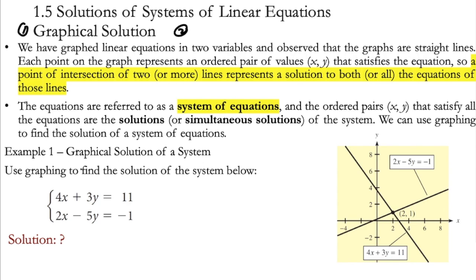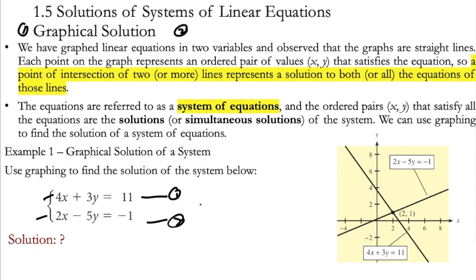Example 1, graphical solutions of a system. So we have the first equation here, 4x plus 3y equivalent to 11. And then the second one here is 2x minus 5y equivalent to minus 1. Call this equation 2. So in a system, we have two equations. Alright. So it's a collection of equations basically, and in this case it's a linear equations because we can see clearly the highest power of x here is 1, or the highest power of independent variable here is 1.